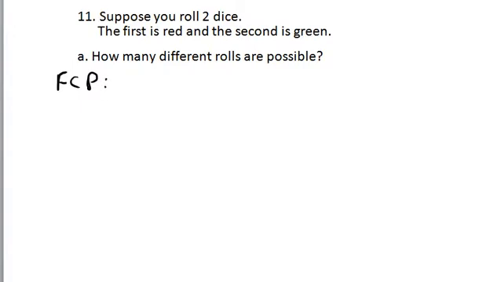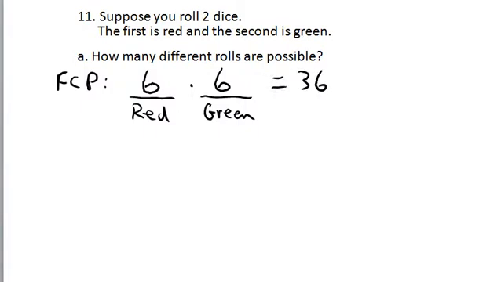If you do it that way, you're really just making two choices. You're choosing which number comes up on the red die, and you're choosing which number comes up on the green die. Since there's 6 numbers on each die, you have 6 choices, 1, 2, 3, 4, 5, or 6 for the first die, and you have 6 choices, 1, 2, 3, 4, 5, 6 for the second die, which means you have a total of 36 different rolls that are possible.